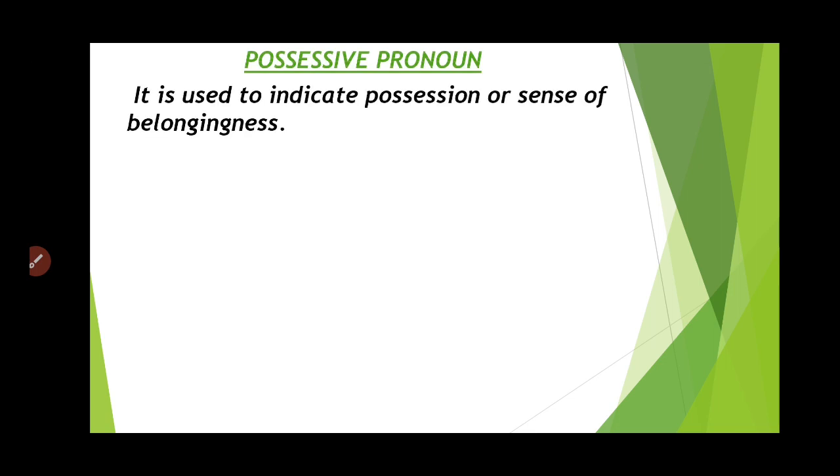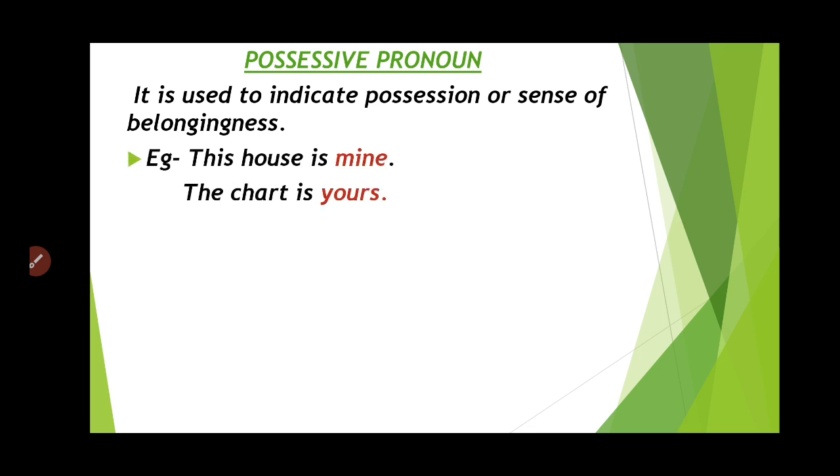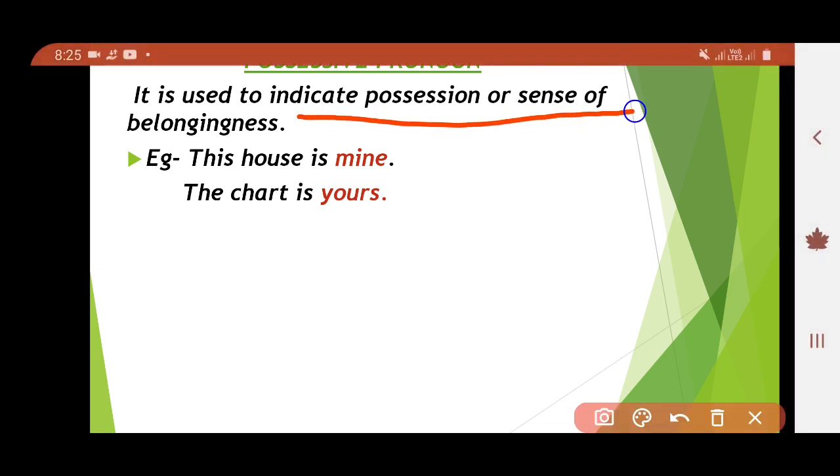So what is possessive pronoun? It is used to indicate possession or sense of belongingness. Possessive pronoun, that means it shows what? Possession or sense of belongingness. That means this thing belongs to me. I am the owner of this thing. Okay, so this is possessive pronoun. Instead of noun we use pronoun, yes or no? And now we are learning the kinds of pronoun, that is possessive pronoun. It is used to indicate possession or sense of belongingness. That means it belongs to you, it belongs to me. Okay, let us look at the example.